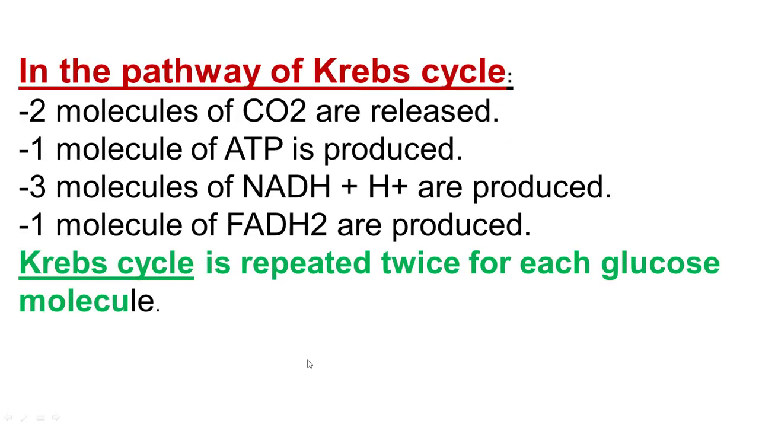In the pathway of the Krebs cycle, 2 molecules of carbon dioxide are released, 1 molecule of ATP, 3 molecules of NADH, and 1 molecule of FADH2. And the Krebs cycle is repeated twice, so multiply these numbers by 2.